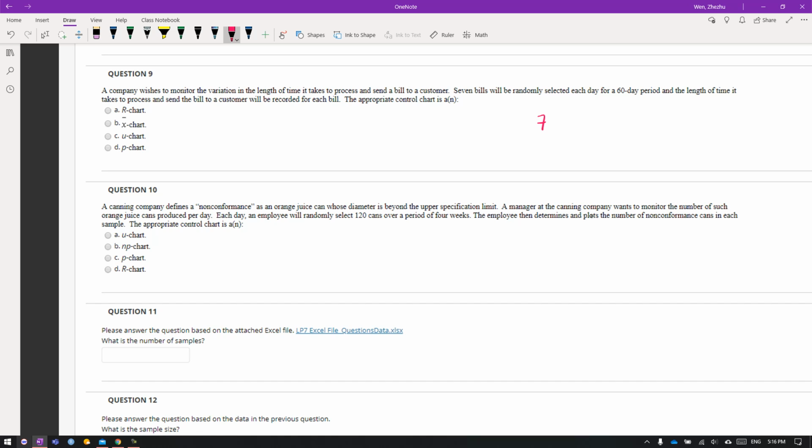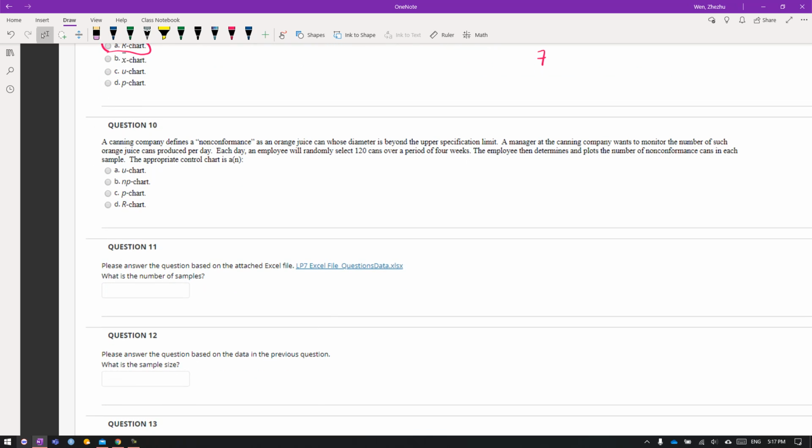Let's take a look. Okay, I paused a second because I was trying to figure out what this question is actually asking. They're trying to monitor the variation in the length of time, right? Among the 4, only A is measuring the variation in the process. Also it is using 7 bills, so your sample size is less than 10. Therefore, we're using the R chart.